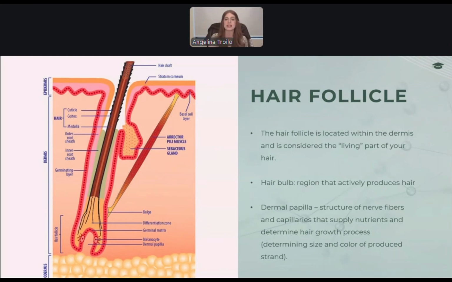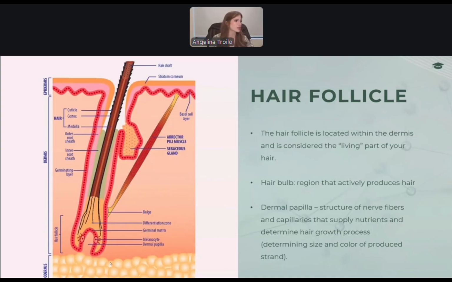It's essentially known as the pilosebaceous unit. Now, pilo or pili being hair, sebaceous for that sebum gland that is around that hair, all working together to not only have hair strands protruding from the skin, but to successfully have it protrude from the skin and also to produce the sebum that is on the surface of the skin.